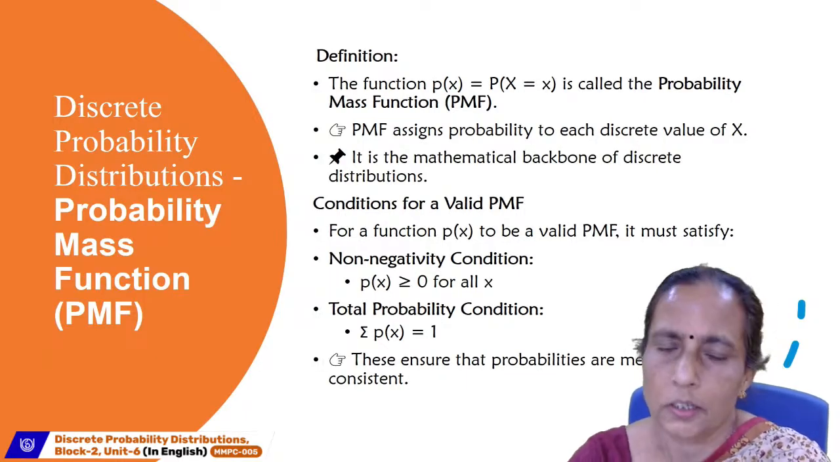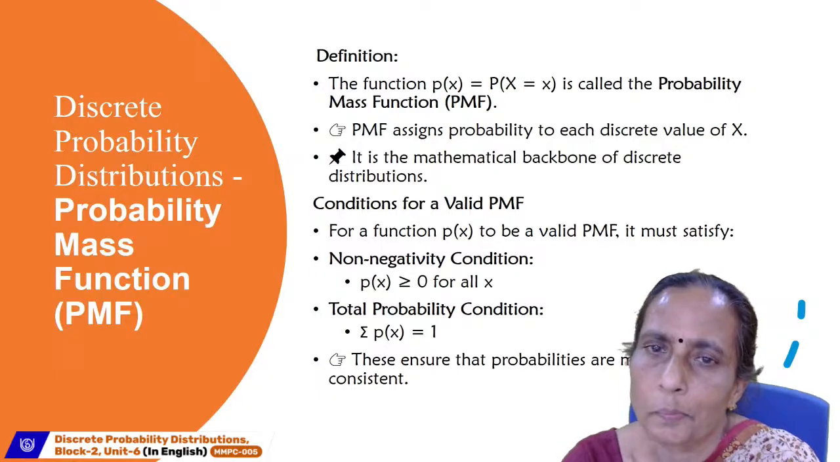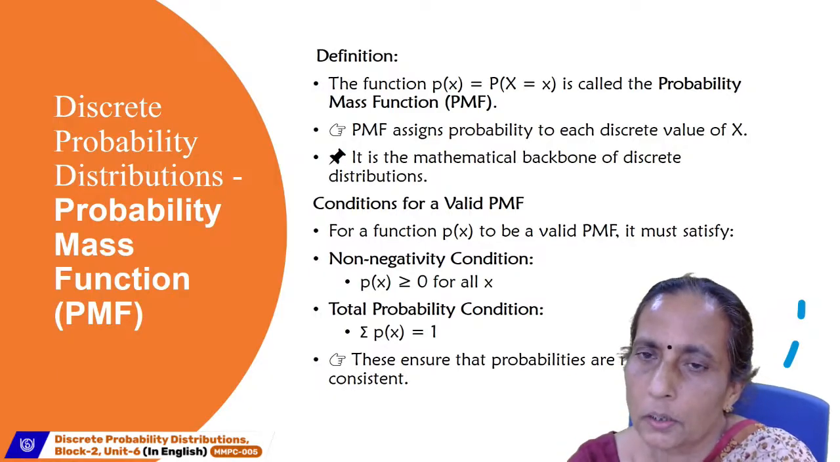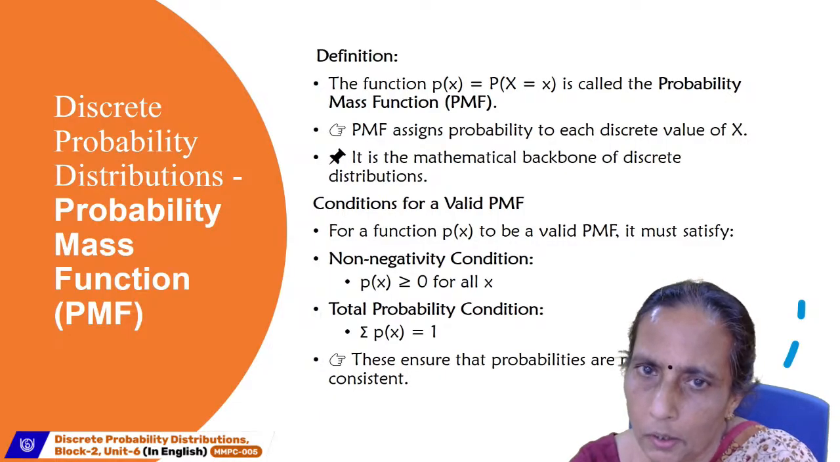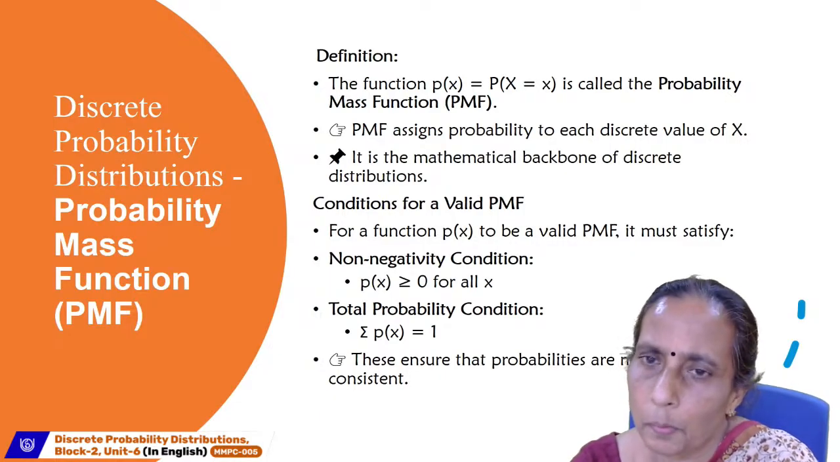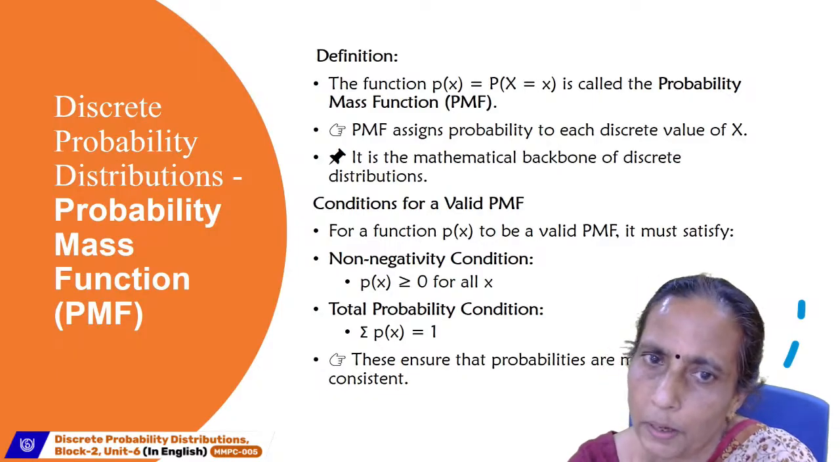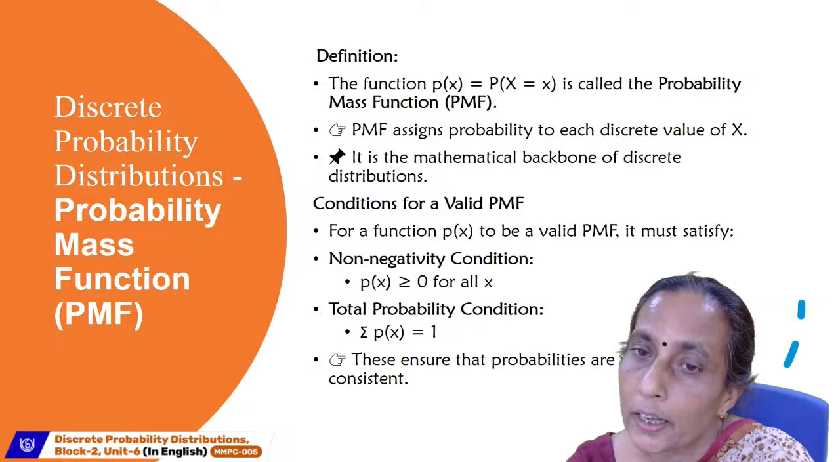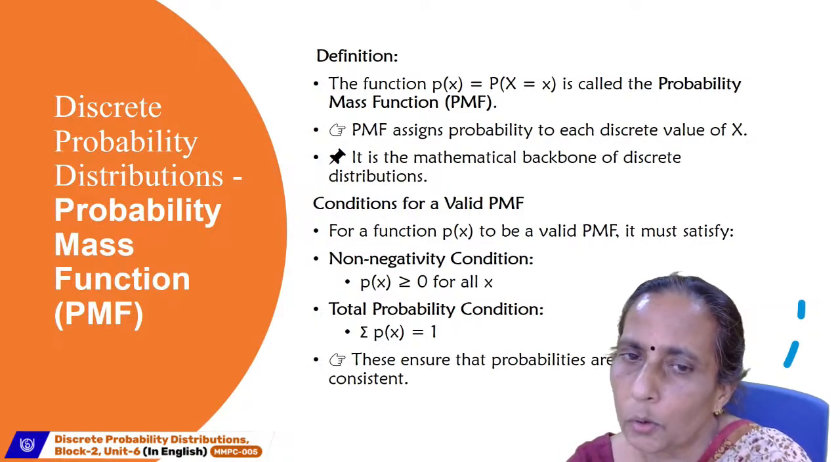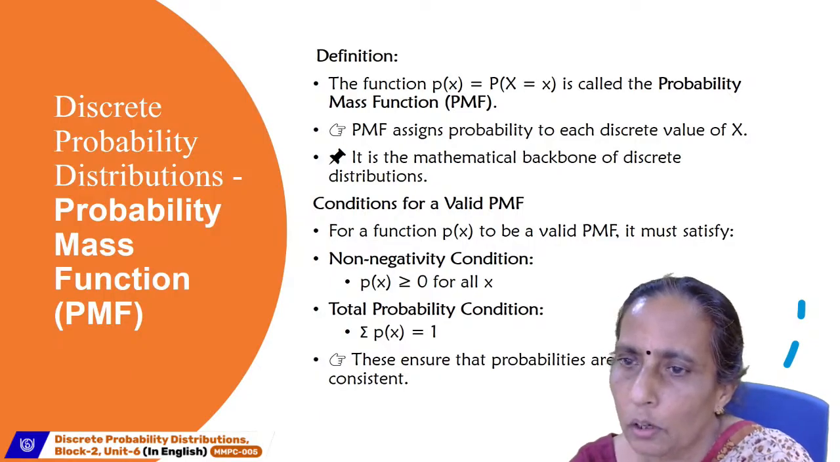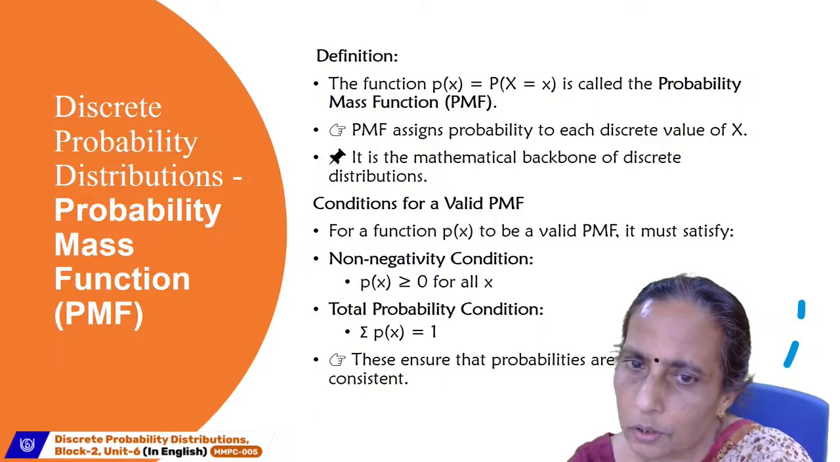Definition of discrete probability distribution: the function p(x) equal to the probability of X taking the value small x is called a probability mass function. It assigns probability to each discrete value of x. It is the mathematical backbone of your discrete distributions.